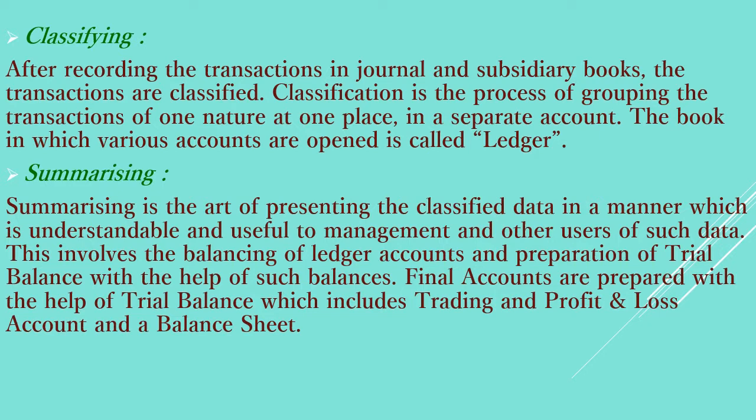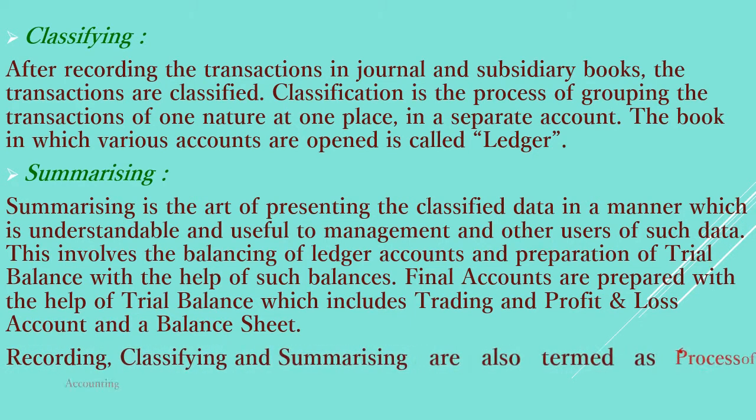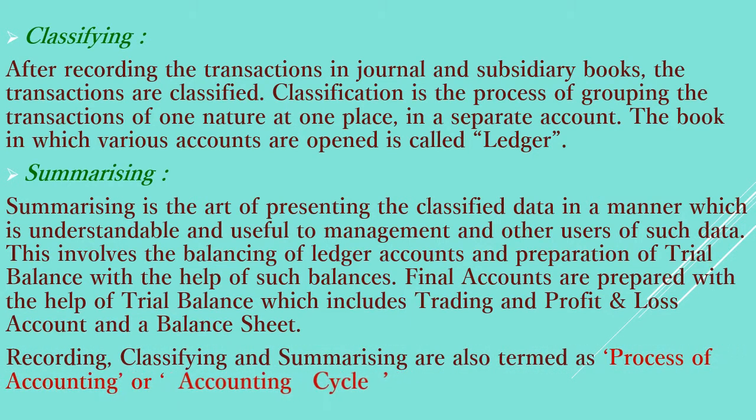So all the balances of the ledger accounts that come in the end are transferred into trial balance, and with the help of trial balance, we make the final accounts, trading and profit and loss account, to find out our net profit or net loss, and then finally we make our balance sheet. Recording, classifying and summarizing are also termed as process of accounting or accounting cycle.